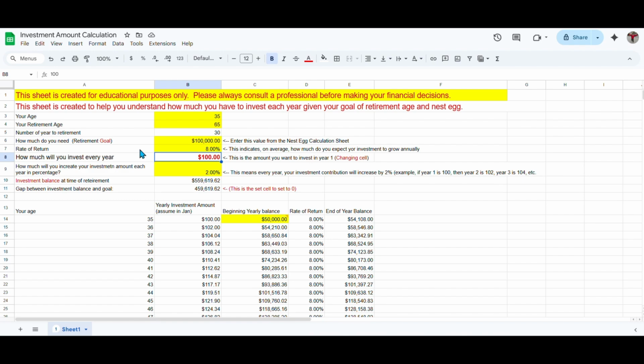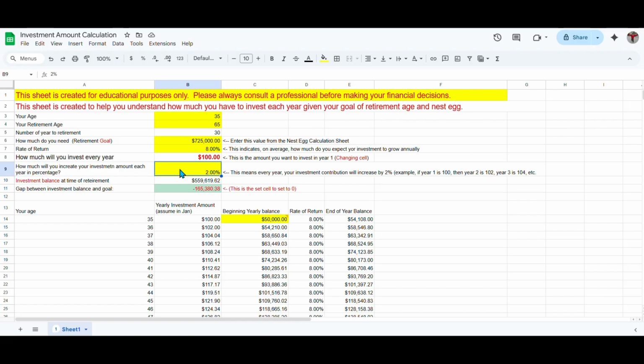And now we're going to go to this new spreadsheet that I created, which is to calculate how much this person has to invest on a yearly basis. We're going to enter the base information, and I'm going to introduce you to a few more pieces of information in this sheet as well. So again, this is the age, 35, retirement age at 65. The next one says, how much do you need at retirement? The one that we just calculated on the Nest Egg calculator, which is $725,000. Our rate of return, again, we put 8% as our base assumption.